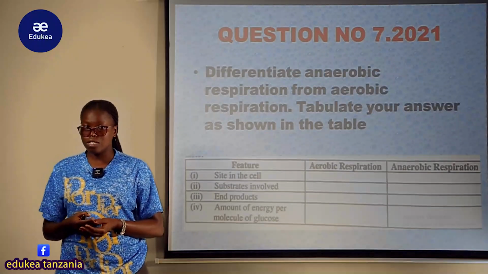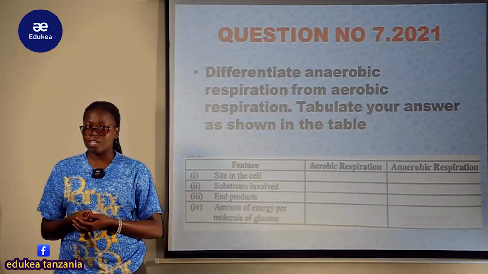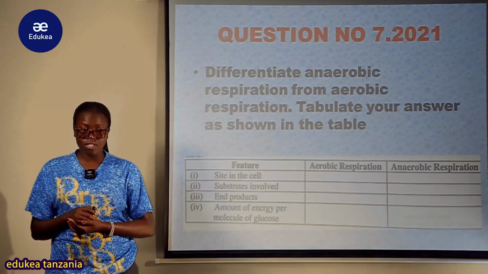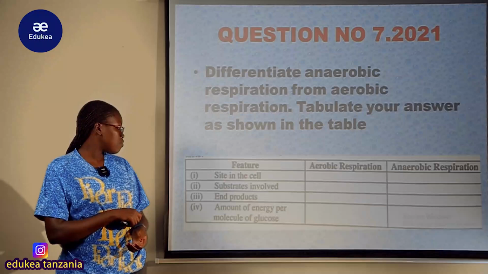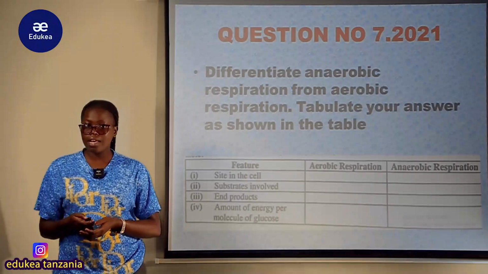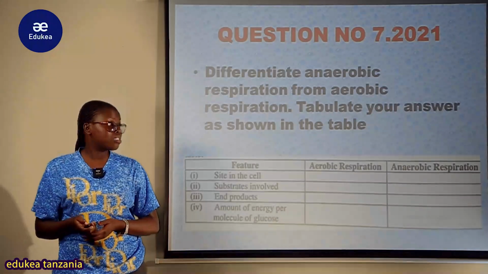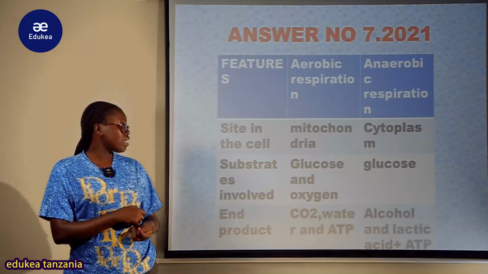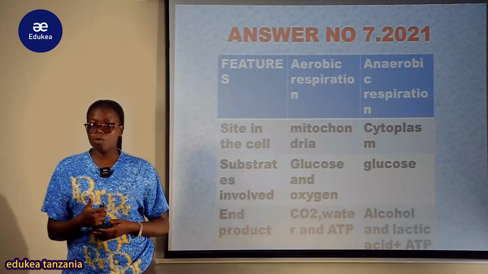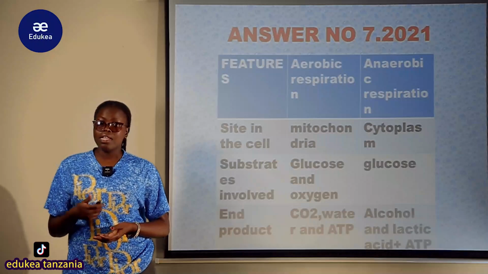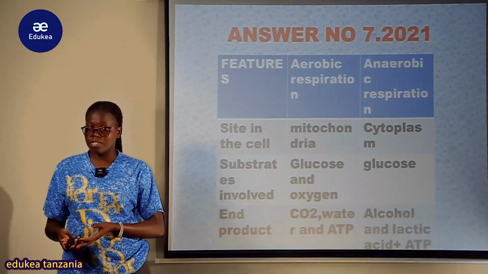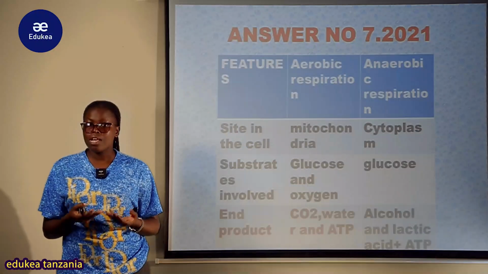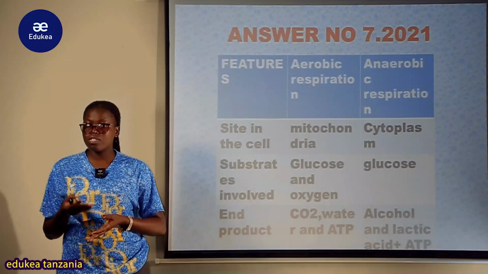After that short history on aerobic and anaerobic respiration, now let us use these guidelines to answer our question, starting with the first one, the feature which is the site in the cell where the aerobic respiration takes place. Feature number 1 is the site in the cell. The aerobic respiration takes place in the mitochondria. You know that the mitochondria is the powerhouse of the cell. So the breaking down of glucose takes place in the mitochondria so as to provide energy.